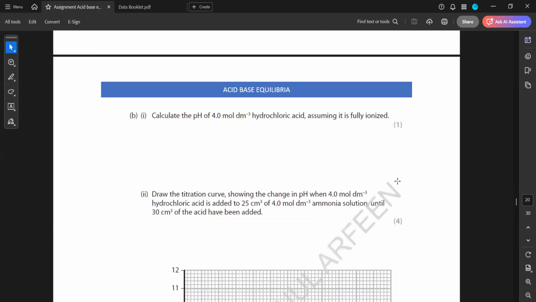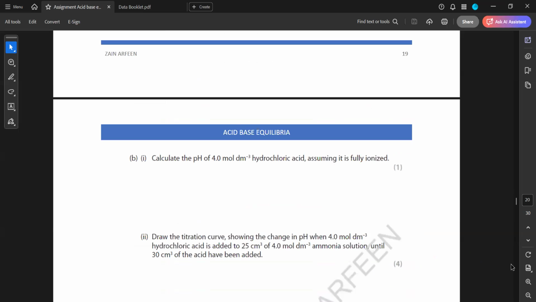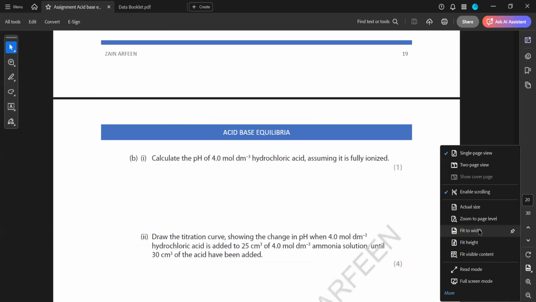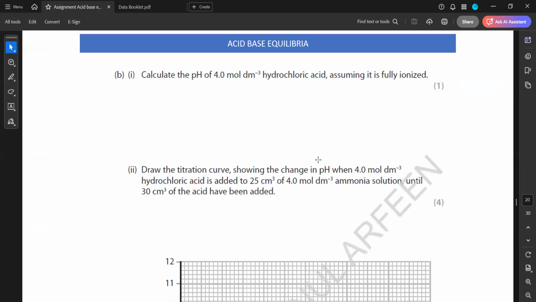Calculate the pH of 4 mole per dm cube hydrochloric acid. Now, hydrochloric acid is a strong acid. So what could be the pH of 4 mole per dm cube hydrochloric acid? We have the formula. If we have hydrochloric acid, which is a strong acid, HCl will dissociate into H plus ion and Cl minus. If it is 4, these are 0 and 0. But at equilibrium, all will break down and there is no molecule left behind. So the concentration of hydrogen ion is the same as the original concentration of acid.